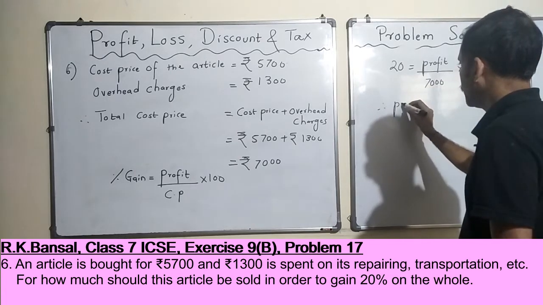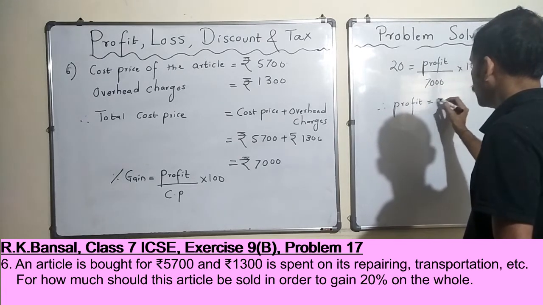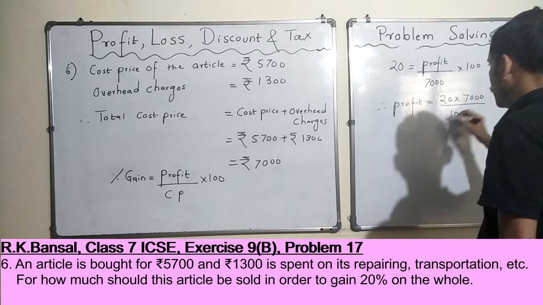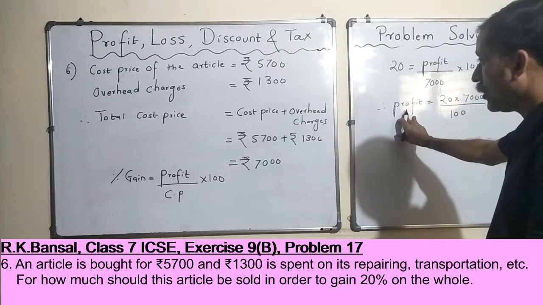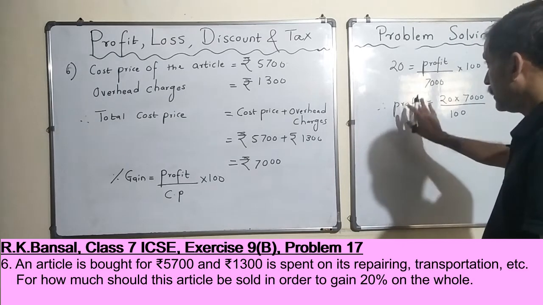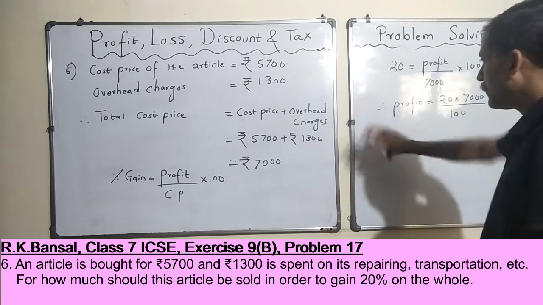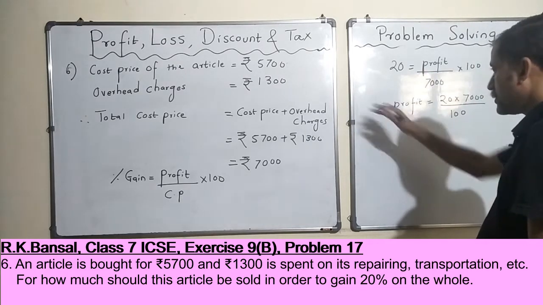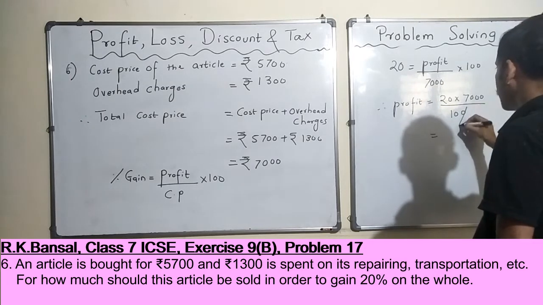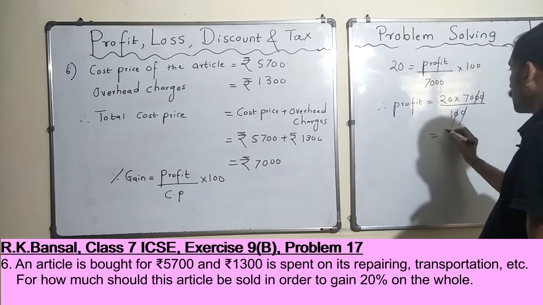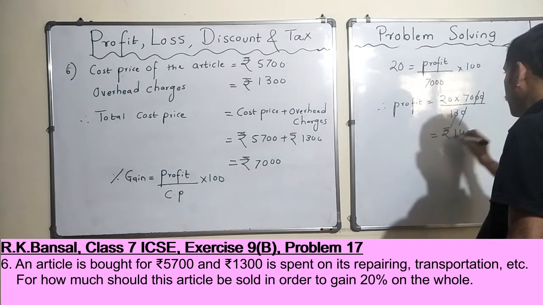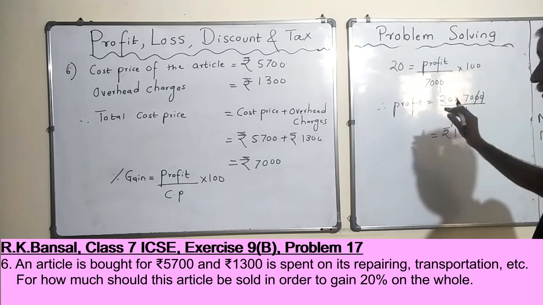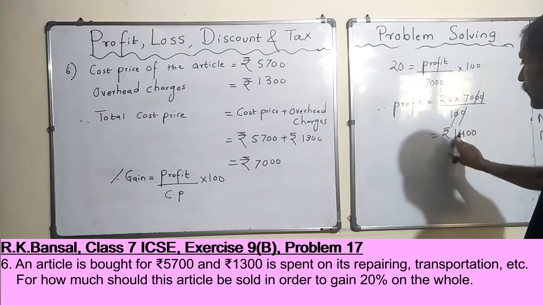Therefore, profit is equal to 20 into 7,000 by 100. Is this understood? How we got this step? Hopefully this is important. Let me do this after I cover this. But just for the moment, just assume that this is correct. I'll show you there. So this gone, this gone, this gone, and this gone. So it is rupees 1400. If you want to make a 20% profit, the profit in rupees should be 1400.